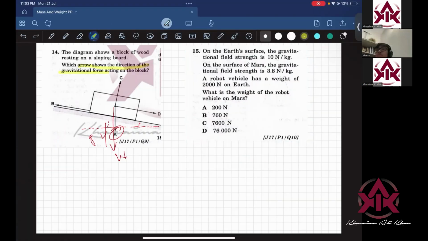So let's see what the question is saying here. On Earth's surface, the gravitational field strength is 10 Newton per kg. So for this question, they have given you the gravitational field strength value. On Mars, the gravitational field strength is 3.8 Newton per kg, right? So a robot has a weight of 2000 Newton on Earth. What is the weight of the robot when it is taken to Mars, right? So let's see what is given to you.